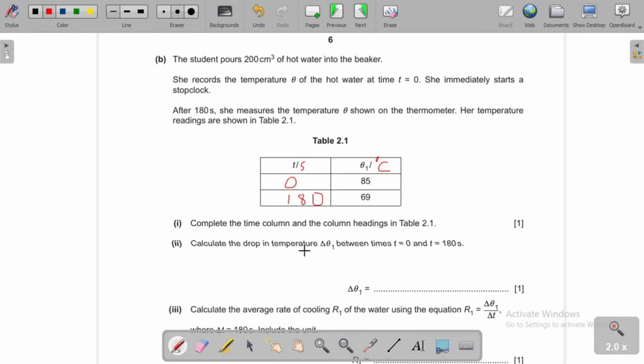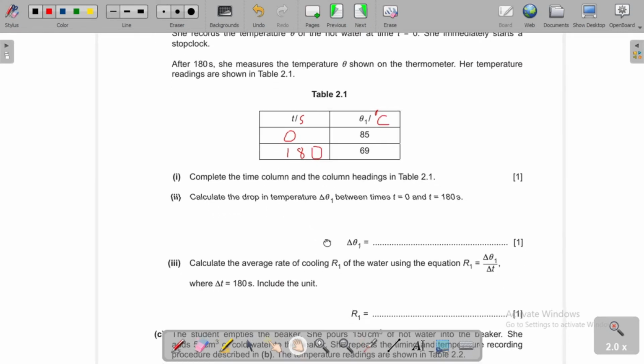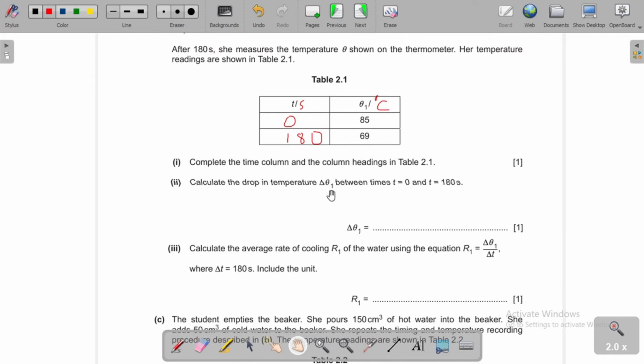Calculate the drop in temperature, delta theta 1, between time t equals 0 and t equals 180. The drop in temperature between these two times is 85 minus 69, and that gives us 16 degrees Celsius. That is the answer.